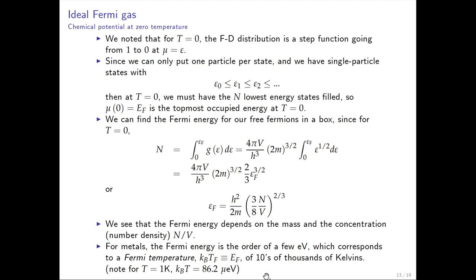Because of the nature of fermions, that you can't put arbitrary numbers of them in each state, usually the Fermi energy turns out to be quite high, higher than the temperature that you're usually interested in. So a lot of times the results that we derive for zero temperature are actually quite useful, surprisingly useful. We'll see that more in the course. Okay, so we've found the Fermi energy for our fermions in a box, and its dependence on the mass and the concentration.